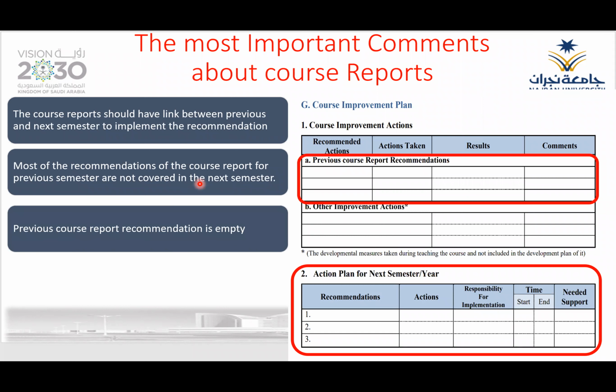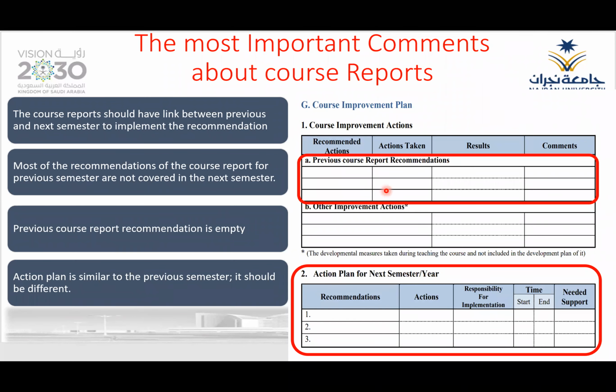Okay, the third one is also again about the previous course report recommendation. What they said is that the previous course report recommendation is empty. It means that in some of the course files they found nothing here. And this is not logical because we are not teaching this course for the first time. Unless, for example, for the CS program, if we start a new course and this is the first time I teach it, then it is logical for that one to be empty. But if the course was already taught before, it cannot be empty. So this is what they found: in some courses the previous course report recommendation was empty and should not be.